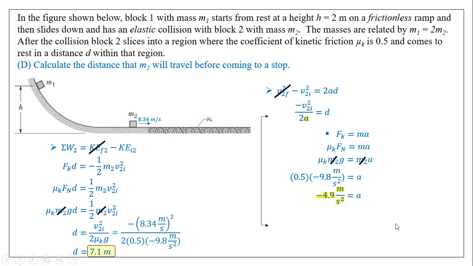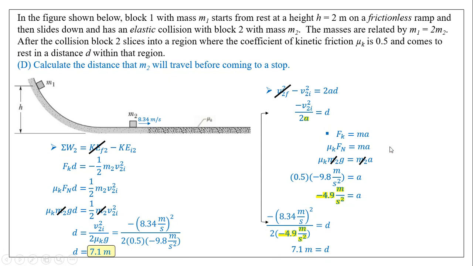But now that you know a, you can just carry this statement down. So here, I'm just going to go ahead and plug values in. V2i is just 8.34 because that's what we calculated. And then here a we just found, which is negative 4.9. If you do that, you'll get the same answer. Okay. All right. As you can see, it doesn't really matter which strategy you apply, you'll get the same value.